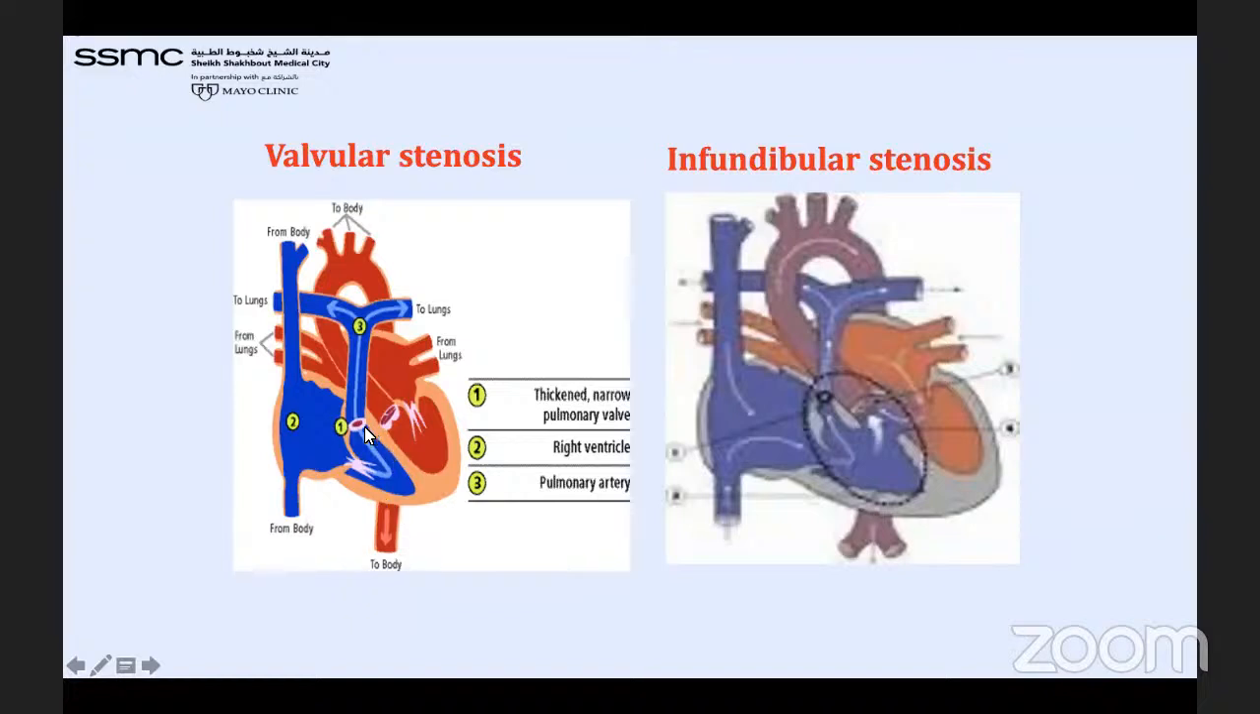So here, if there is a constriction at the valve, then it is valvular stenosis. If it is up there, basically at the entrance before the pulmonary valve, if there is a constriction, this is infundibular, because this is called the infundibulum. This is the connecting portion from the pulmonary valve to the right ventricle. If there is a stenosis there due to some reason, that is called infundibular stenosis.